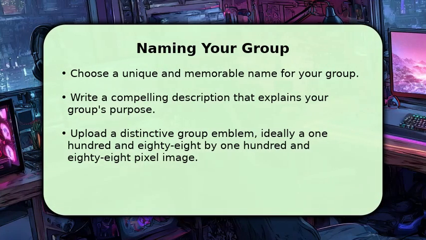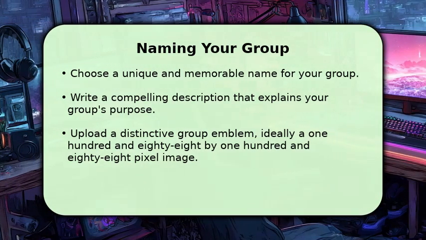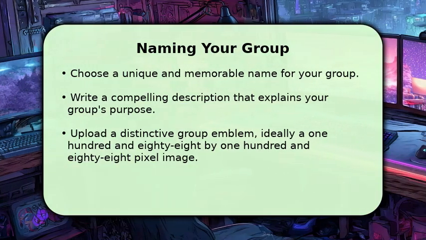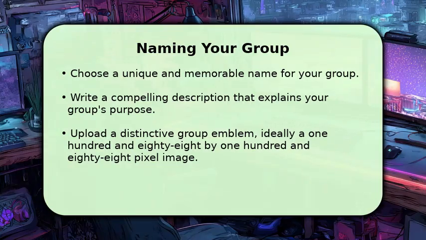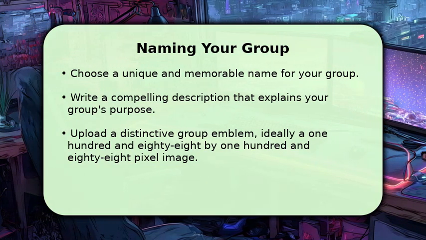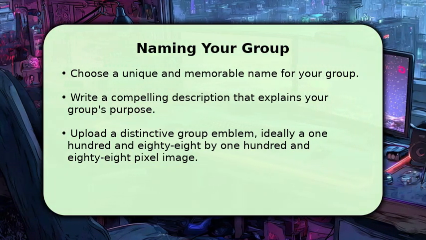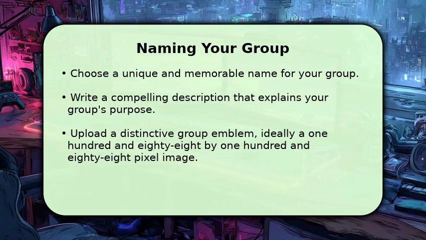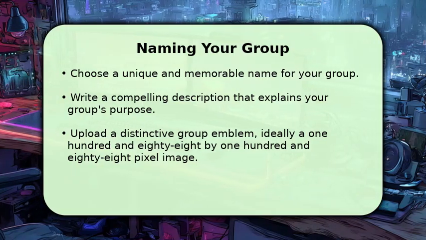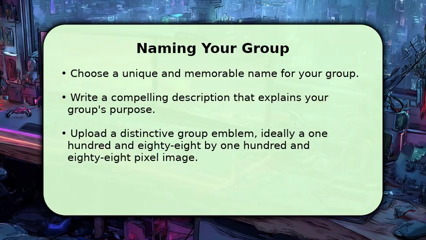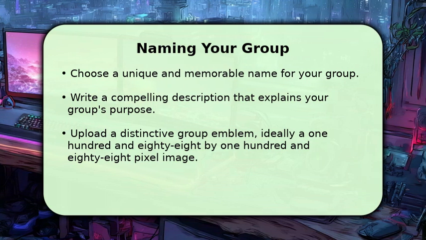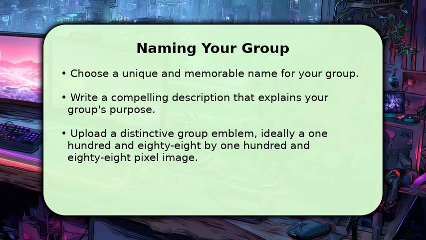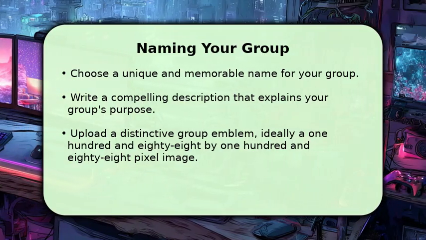Next, you'll need to give your group an identity. First, choose a unique and memorable name that reflects your community's theme. Then, craft a compelling description that clearly explains what your group is all about and what members can expect. Finally, upload a distinctive group emblem. For the best appearance, aim for an image size of 188 by 188 pixels. This visual representation will be the first thing many potential members see, so make it count.